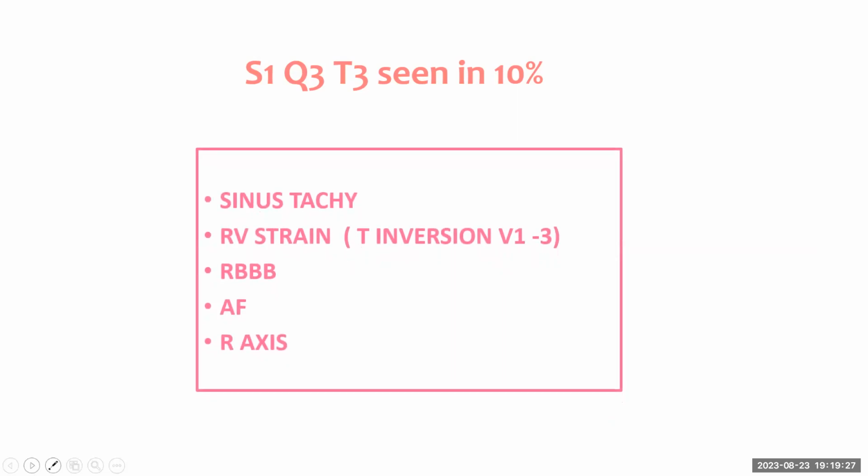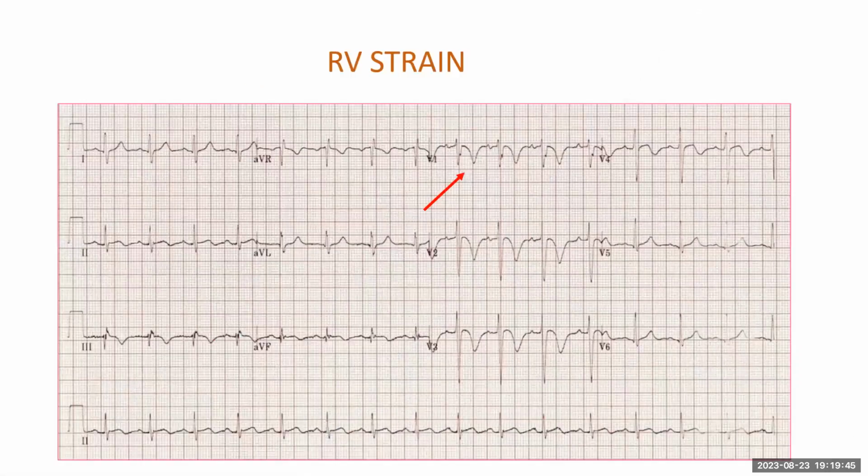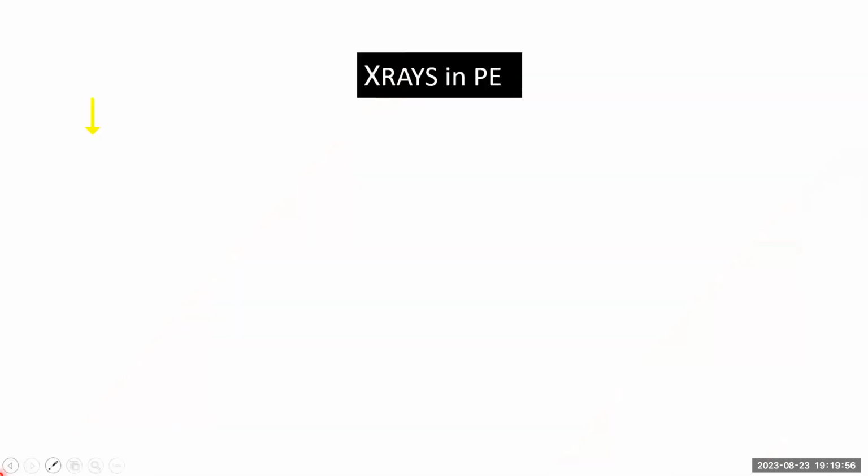What are the other clinical features? Other features which are more common, and probably the commonest, is sinus tachycardia. Then you have right ventricular strain, that is T wave inversion in V1 to V3, RBBB, sudden onset atrial fibrillation, and shift to right axis. So this ECG here is showing what? This is showing RV strain. T wave inversion in V1 to V3. So that is RV strain. S1, Q3, T3 is also a feature of RV strain.